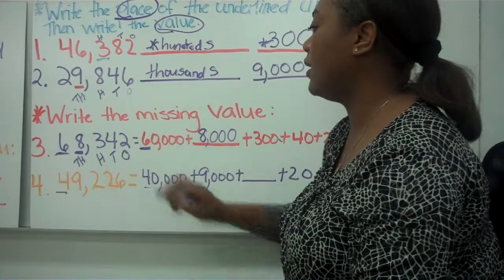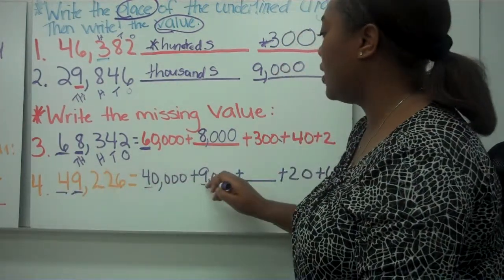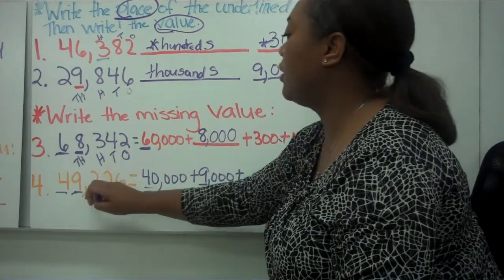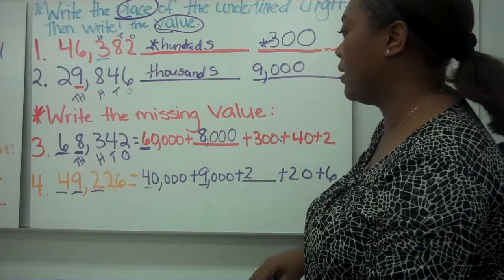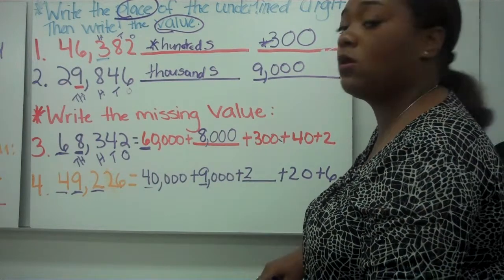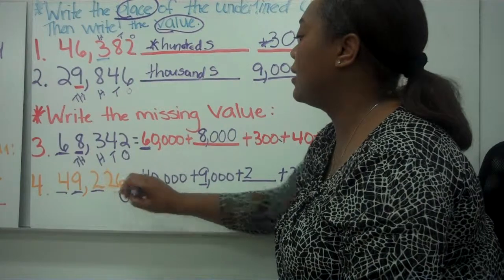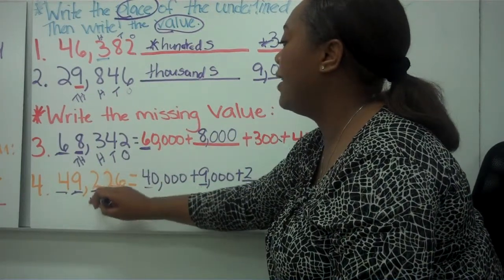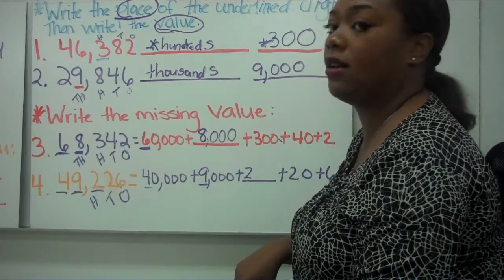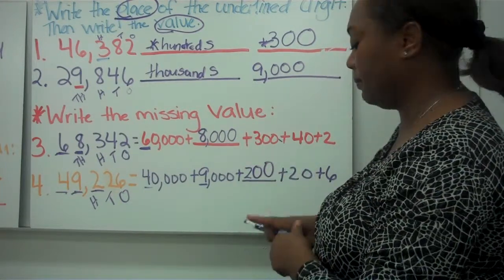Number 4. We're going to look for the 4. Did we stretch it out? Yes, we did. Let's look for the 9. Did we stretch it out? Yes, we did. Let's look for the 2. Did we stretch out a 2? No, it is missing. So the 2 is what we're looking for. Now to find the value of that 2, let's see what place it's in. Ones, tens, hundreds. That underlined 2 is in the hundreds place, so it's worth 200.